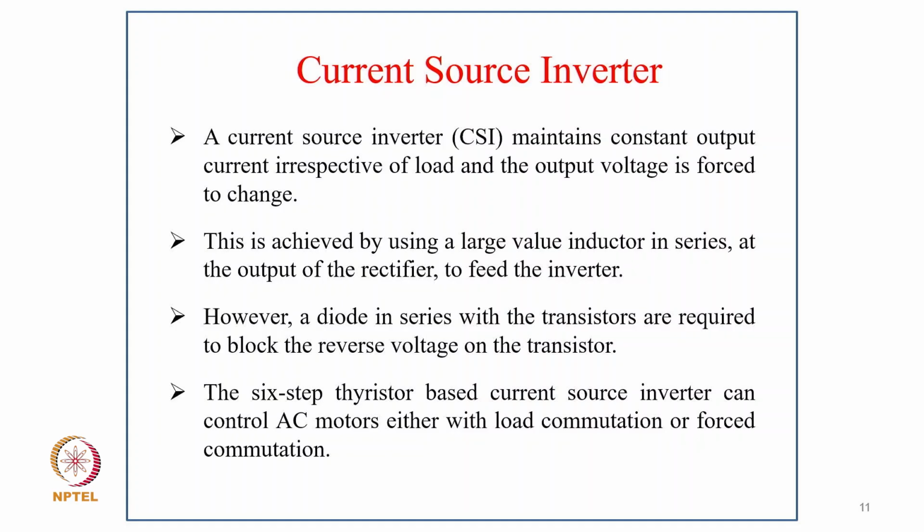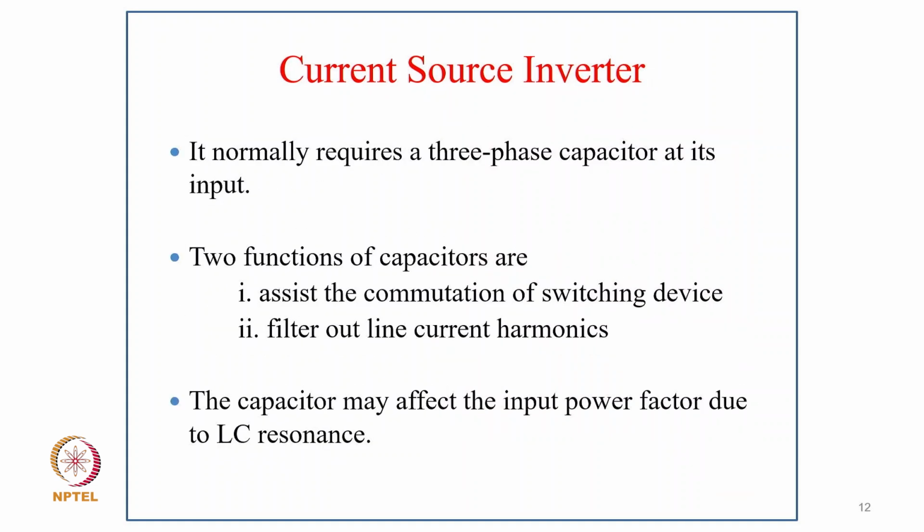This is achieved by using a large value of inductor in series at the output of the rectifier to feed the inverter. However, a diode in series with the transistors is required to block the reverse voltage on the transistor. The 6-step thyristor based current source inverter can control an AC motor with either load commutation or forced commutation. It normally requires a 3-phase capacitor at its output as a filter, and the two functions of the capacitors are to assist the commutation of switching devices and filter out the line current harmonics.